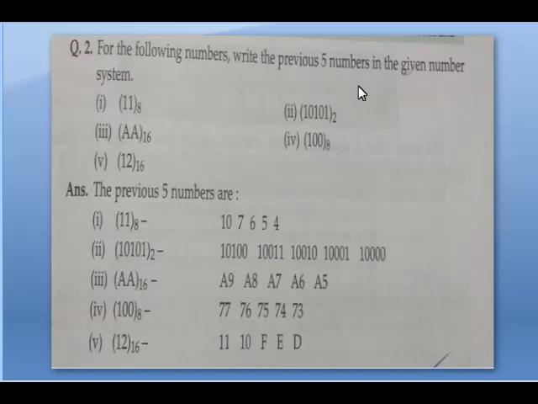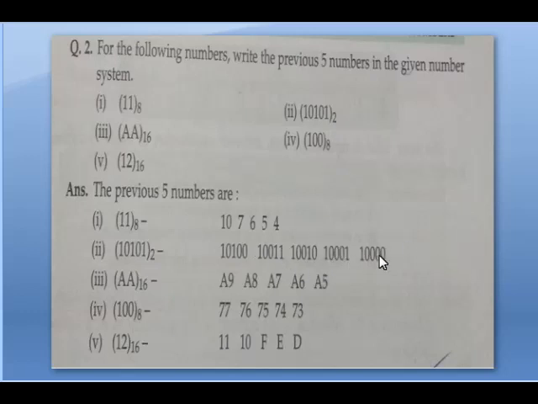So this is the first question, 11 to the base 8. So it is an octal number. So the previous numbers are 10, 7, 6, 5 and 4. This is a binary number. So the previous numbers are this. Okay. The binary number system I will explain later how to generate the numbers. Here you cannot understand how these numbers are generated.